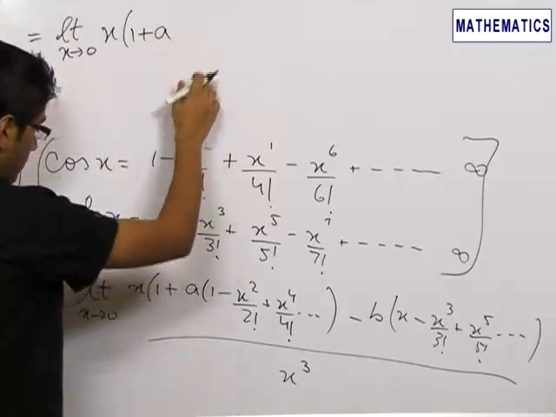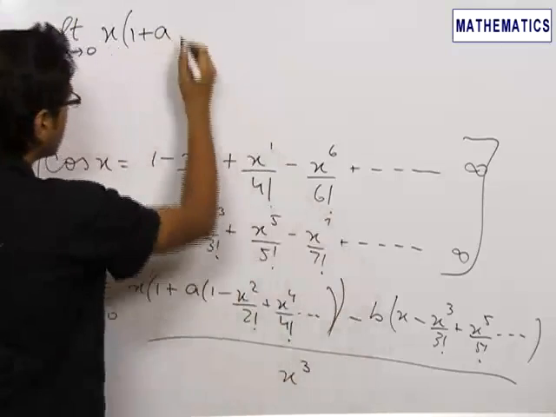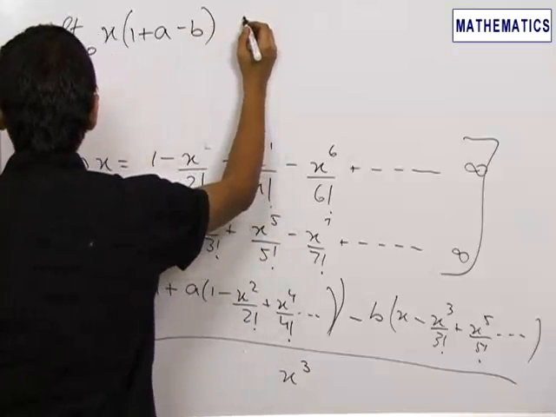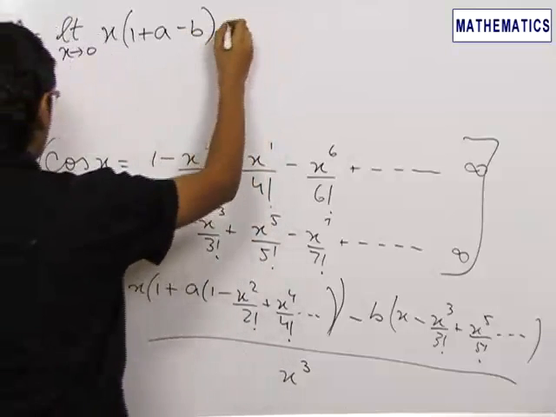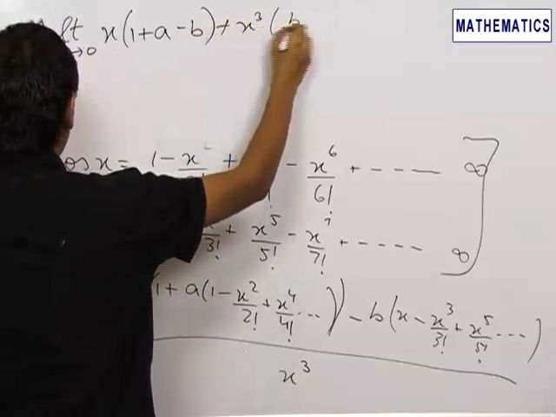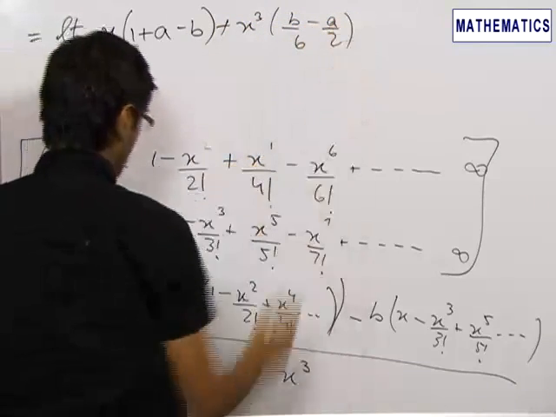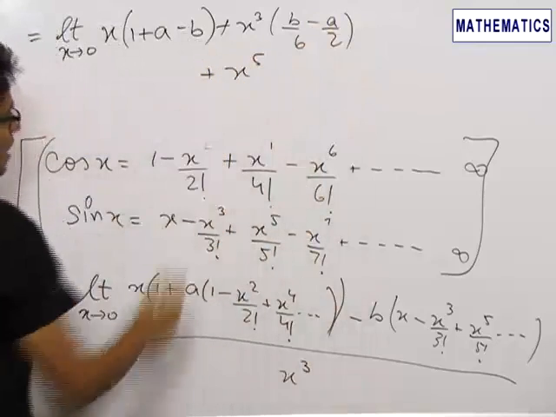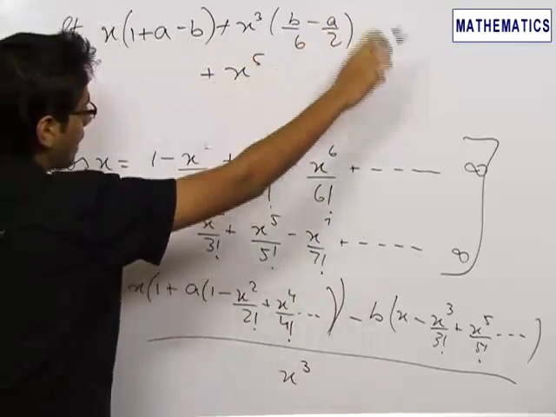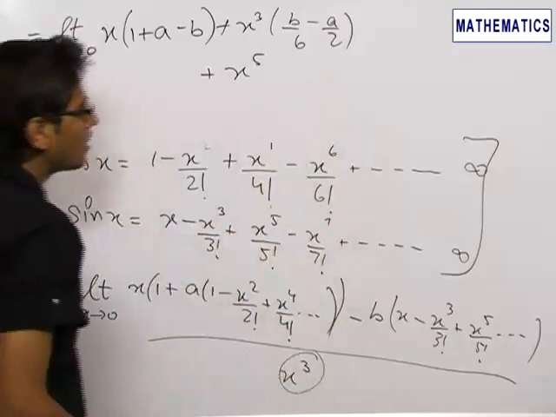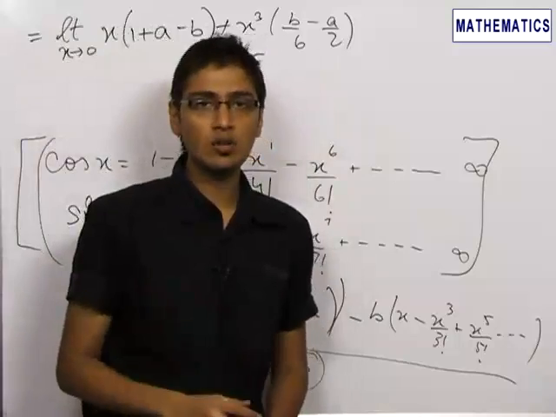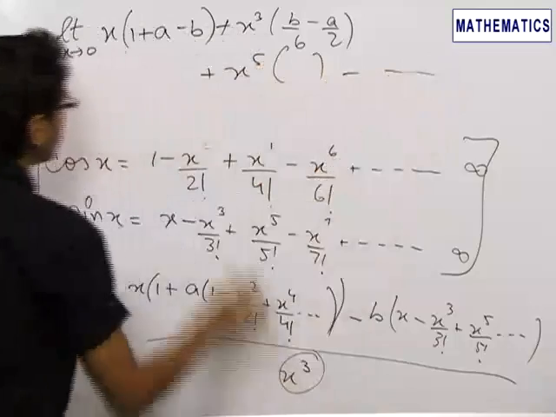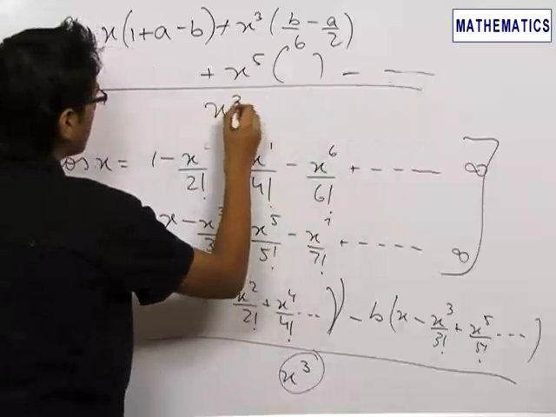The coefficient of x we get is 1 plus a minus b. Then we get the coefficient of x cube as b by 6 minus a by 2. We need not find the coefficients of other higher powers of x because on dividing these higher powers, x power 5, x power 7, etc., by x cube, we'll get a term of x, and on putting x equals 0, all the terms will vanish. So we need not care about all the other parts divided by x cube.